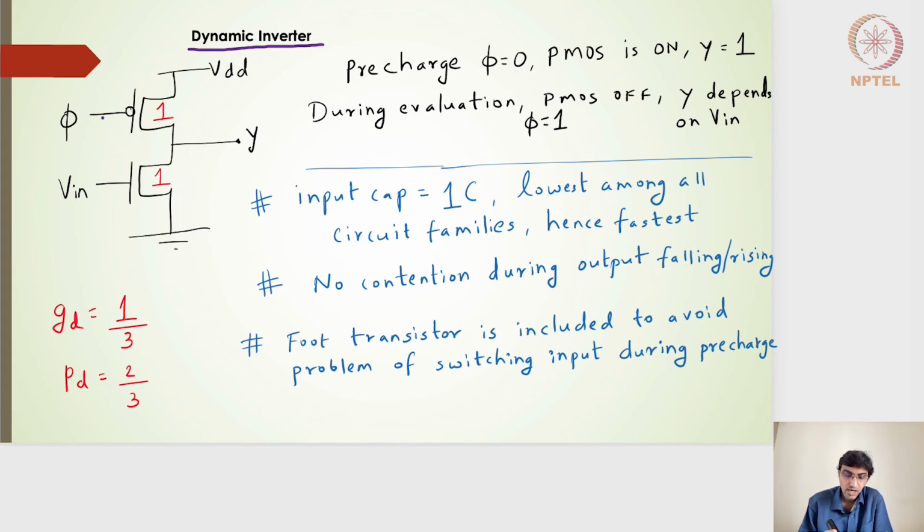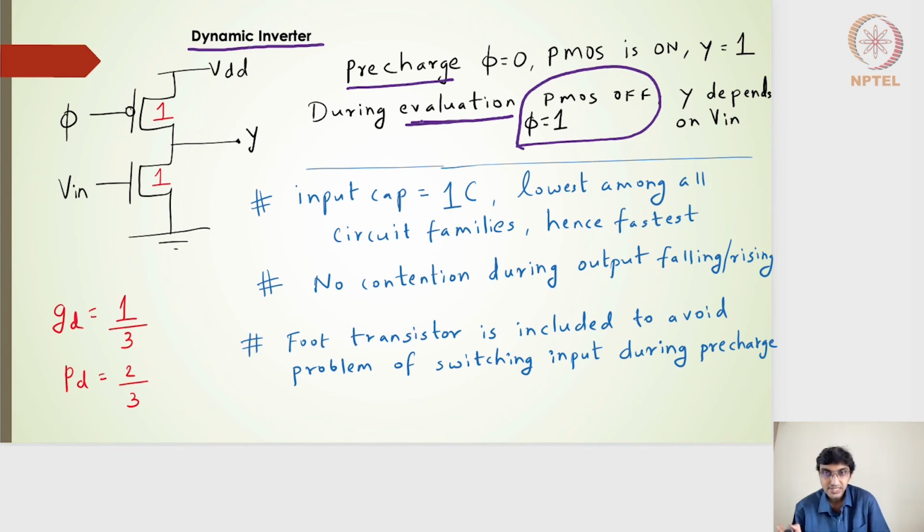And when phi goes to 1, that means the PMOS is off, and whatever the input is, whether it is 0 or 1, Y will either stay at 1 if the input is 0, or if the input is 1, then Y will completely get discharged to 0. So when phi is equal to 0, that is called the charging mode, or the pre-charging mode. And when phi is equal to 1, that means the PMOS is off, and that is called the evaluation phase.